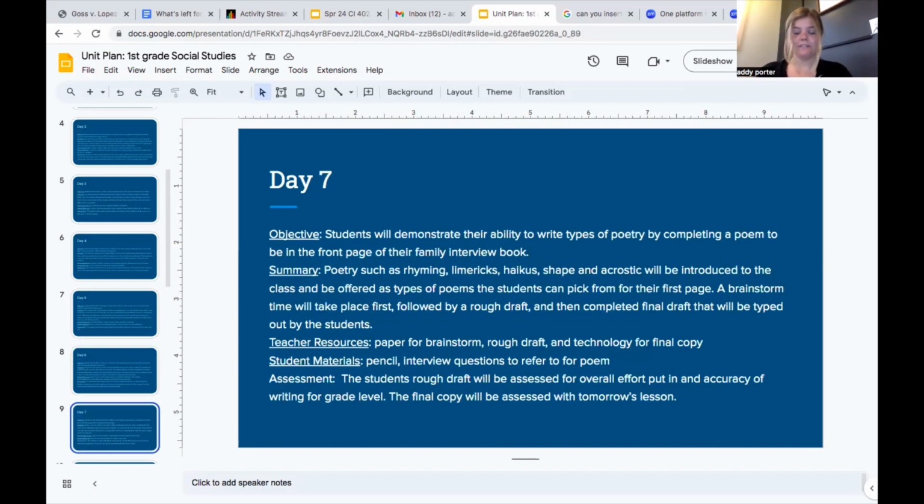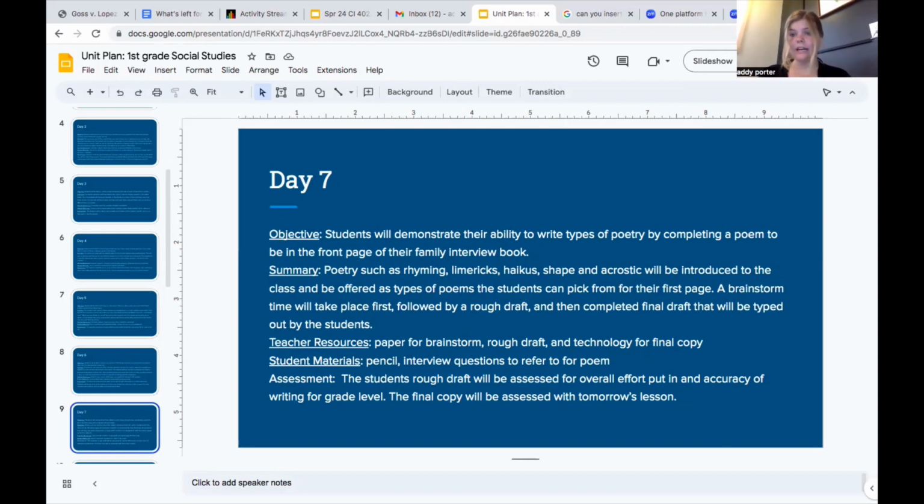For day 7, students will demonstrate their ability to write types of poetry by completing a poem to be read in front of their class. And this would be going in the first page of their family book. They could use ones such as rhyming poems, limericks, haikus, shape, and acrostic, which would all be introduced at the beginning of this lesson.